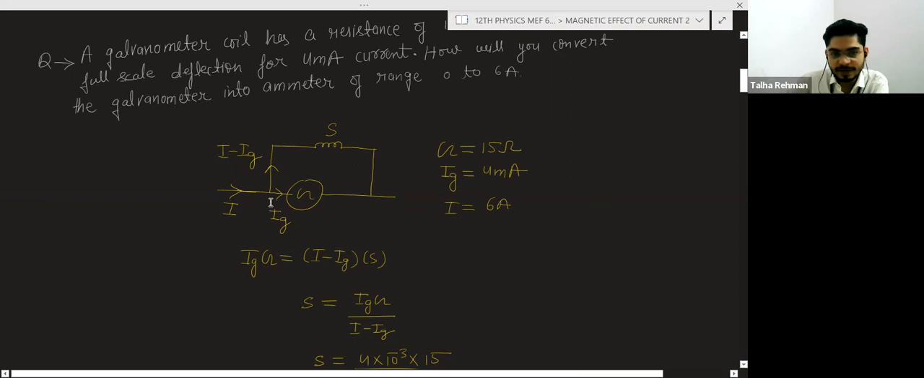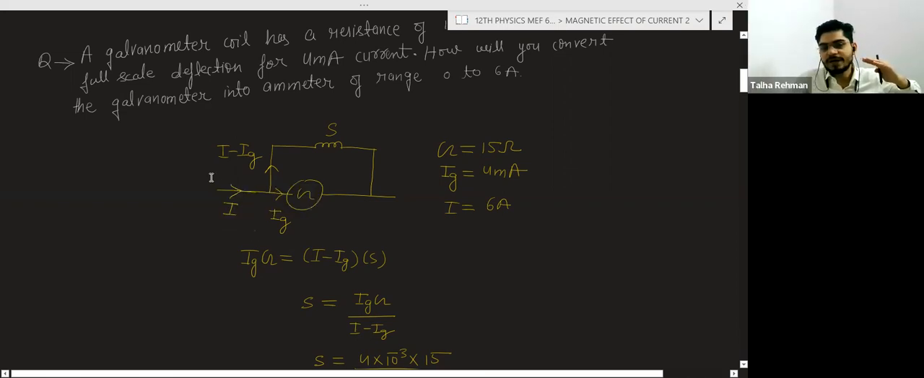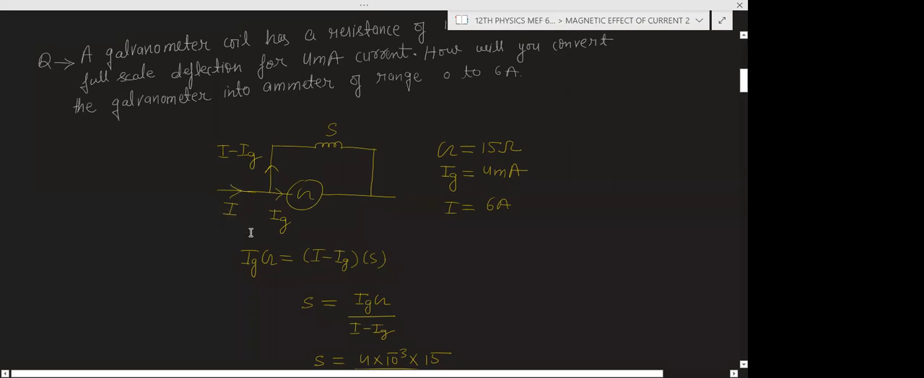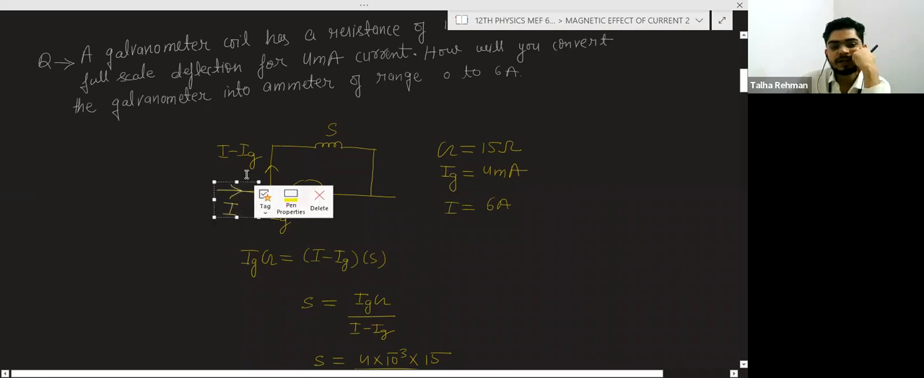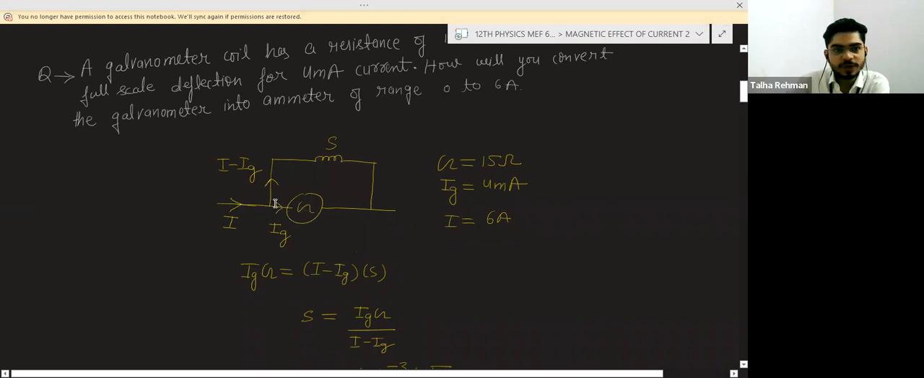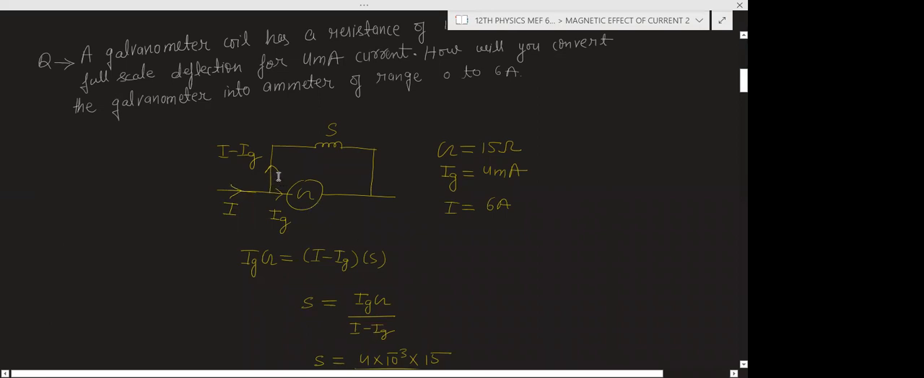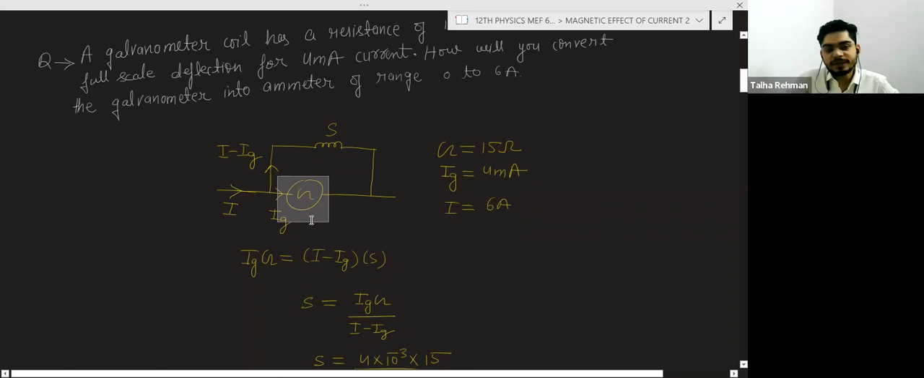So I have written here Ig into G. And this current I is the total current that the ammeter will measure. I is the range. This current I is going to the ammeter. Now this is the junction point, and from the junction point the current will divide. Suppose Ig current is going in the galvanometer, then the current in this branch will be I minus Ig only.